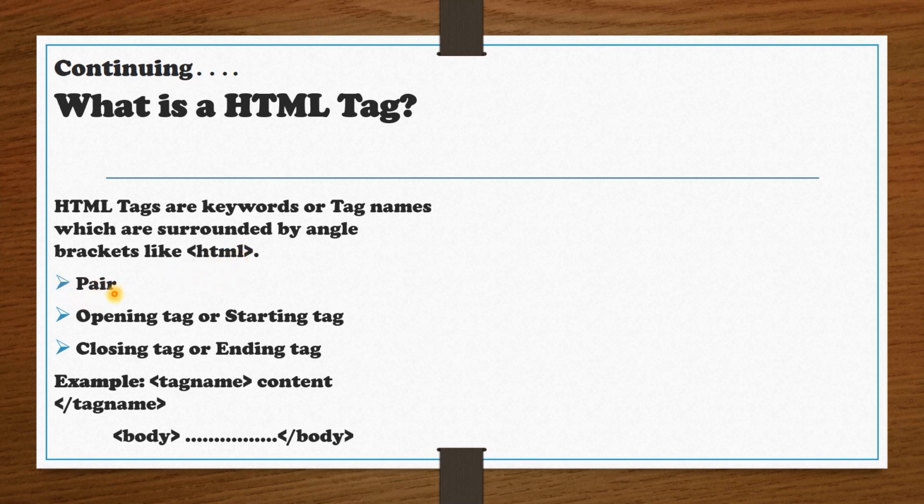First, mostly, not always, mostly HTML tags are paired. Second, the first tag in HTML is always called the opening tag or starting tag. The second tag is called the closing tag or ending tag. And there is an example. In this example, you can see the tag name which is the starting tag, then a tag name which is the ending tag, and in between them, whatever you can see is content.